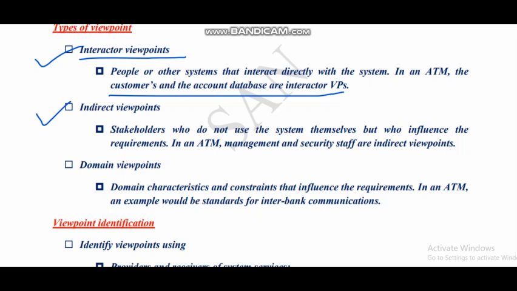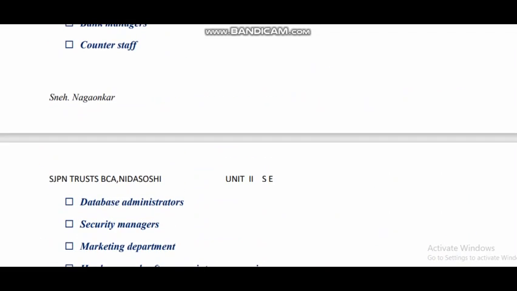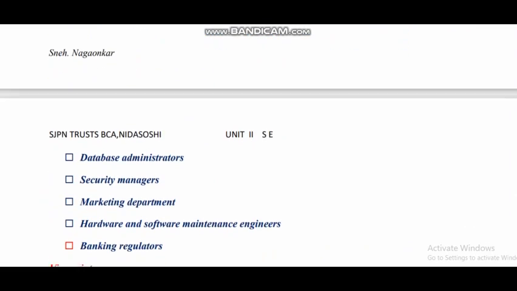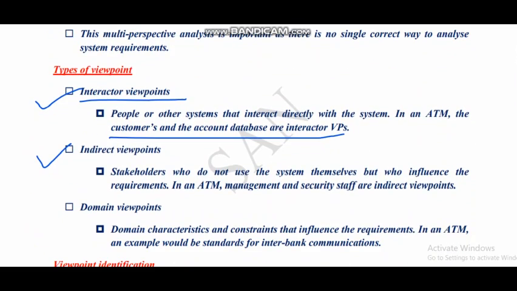Then we have indirect views. When we want to collect information from these different kinds of users, the bank customer is the one who will interact directly with the bank. Bank managers also interact directly, and so do representatives of other banks. So there are different kinds of users who have different kinds of views and requirements when a new software is expected. That is nothing but the viewpoint.